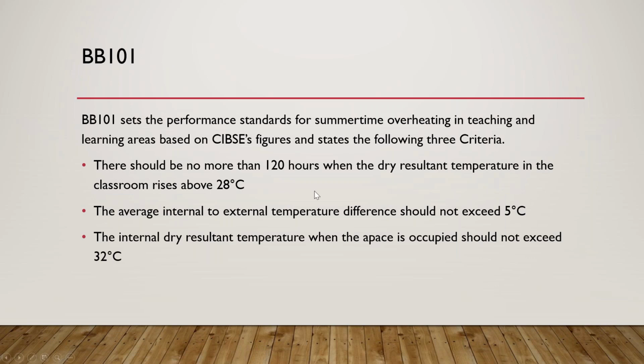What you can do is BB 101 for schools. I do a lot of schools, so it's predominantly what I do. There's 3 criteria. It can't get above 28 degrees C for more than 120 hours. Mainly, it's all done in the DSM software. You only need to pass 2 of these criteria. So normally, because they're the easiest 2 to pass, you do the 120 hours at 28 degrees and the 32 degrees.